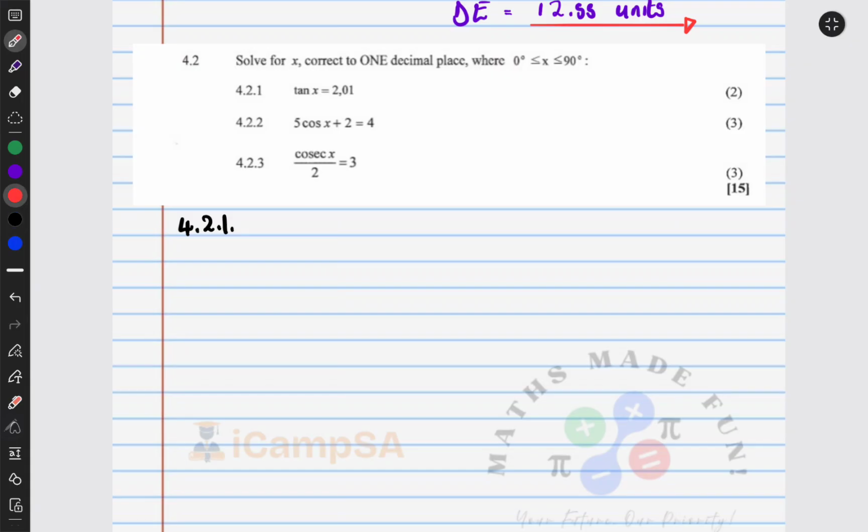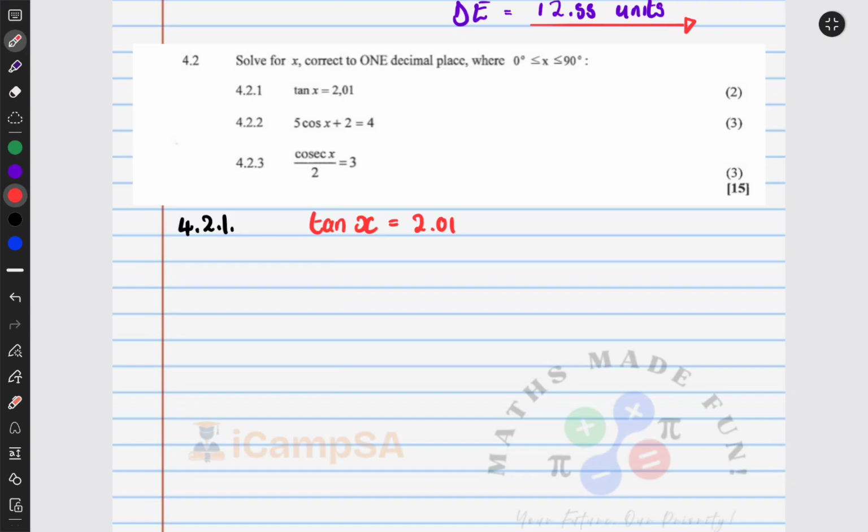We have tan x is equal to 2.01. Okay, so we're solving for x. Solve for x correct to one decimal place where x is between 0 and 90 degrees. So x is an acute angle.